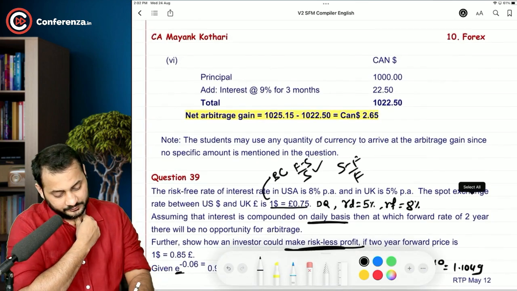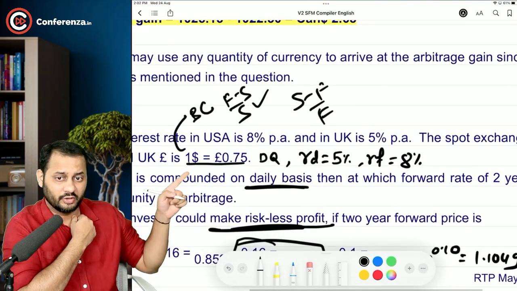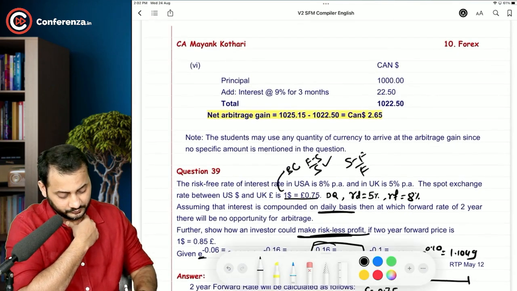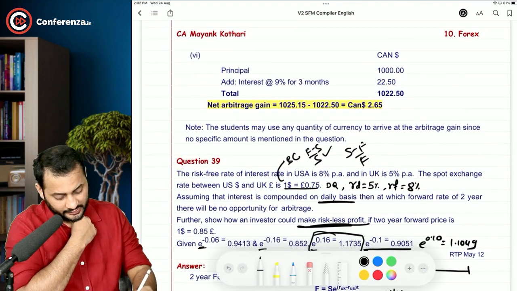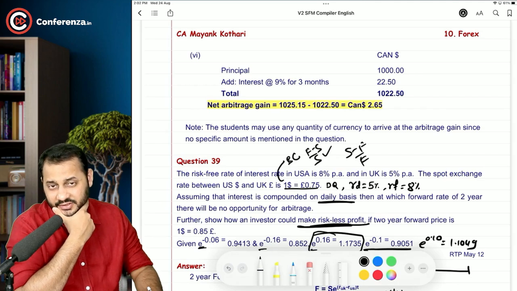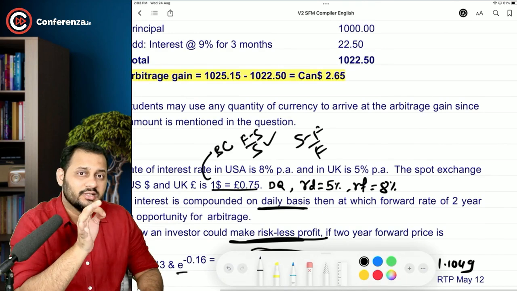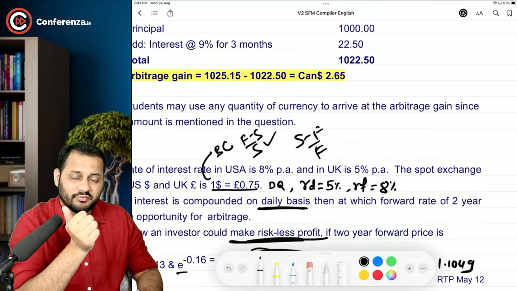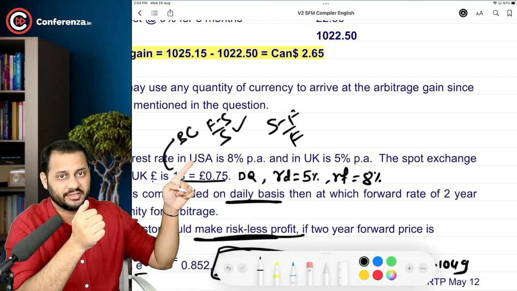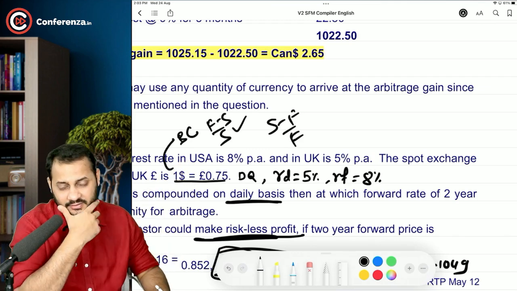Let's do it here. If you are calculating the premium, we will do it in the dollar. Understand? Dollar, that means base currency. And the dollar is the high interest rate currency. You can clearly see it is at 8%. In this question, there are two things to note. Till this point, in all the questions that we have discussed, the base currency was the low interest rate currency. In this question, the base currency is the high interest rate currency.